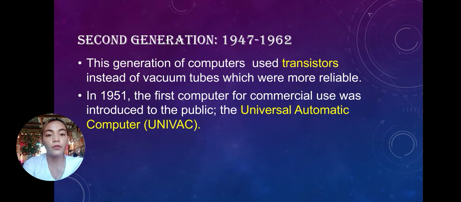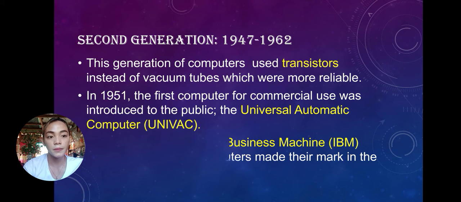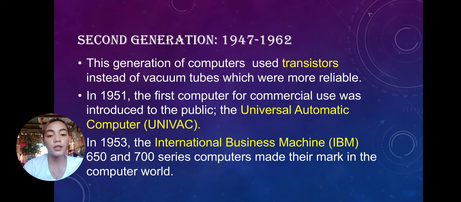So in 1951, the first computer for commercial use was introduced to the public, which is the Universal Automatic Computer, or the UNIVAC. And then in 1953, the International Business Machine, or the IBM 650 and 700 series computers made their mark in the computer world.